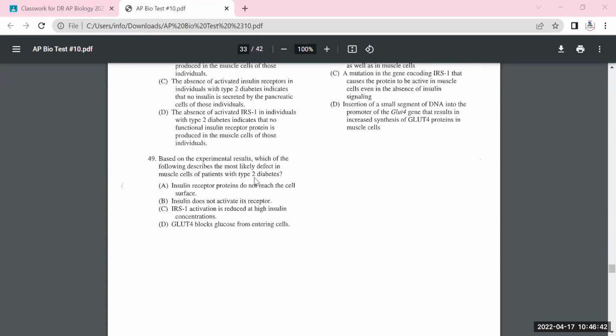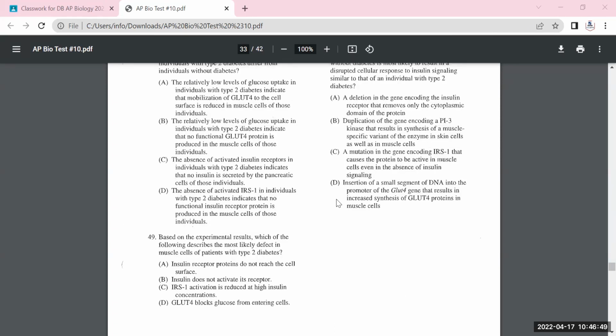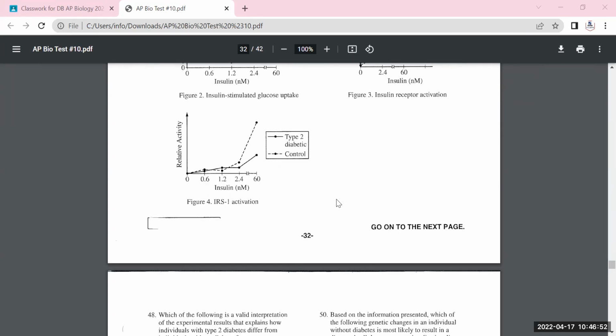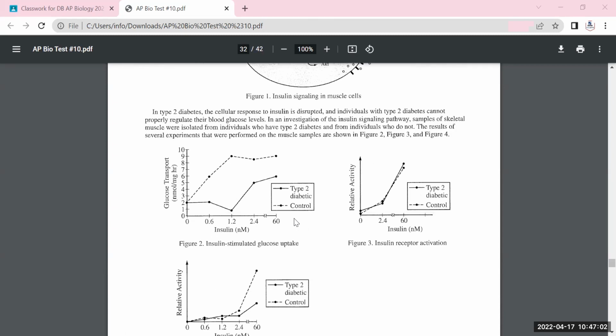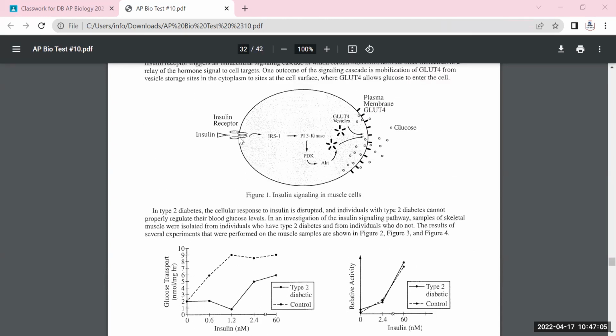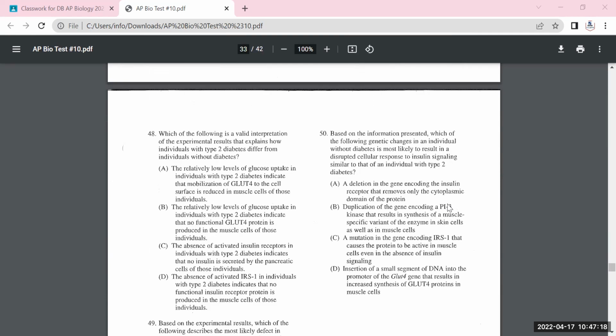Okay. So what would you have, right? IRS activation is reduced at high insulin concentrations, right? How do we know? Right, this guy, right? IRS1 activation for someone with type 2 diabetes is extremely low, right? Now, what does that affect, right? Again, IRS1 activation is going to mobilize your GLUT4 vesicles, and GLUT4 will control glucose levels.